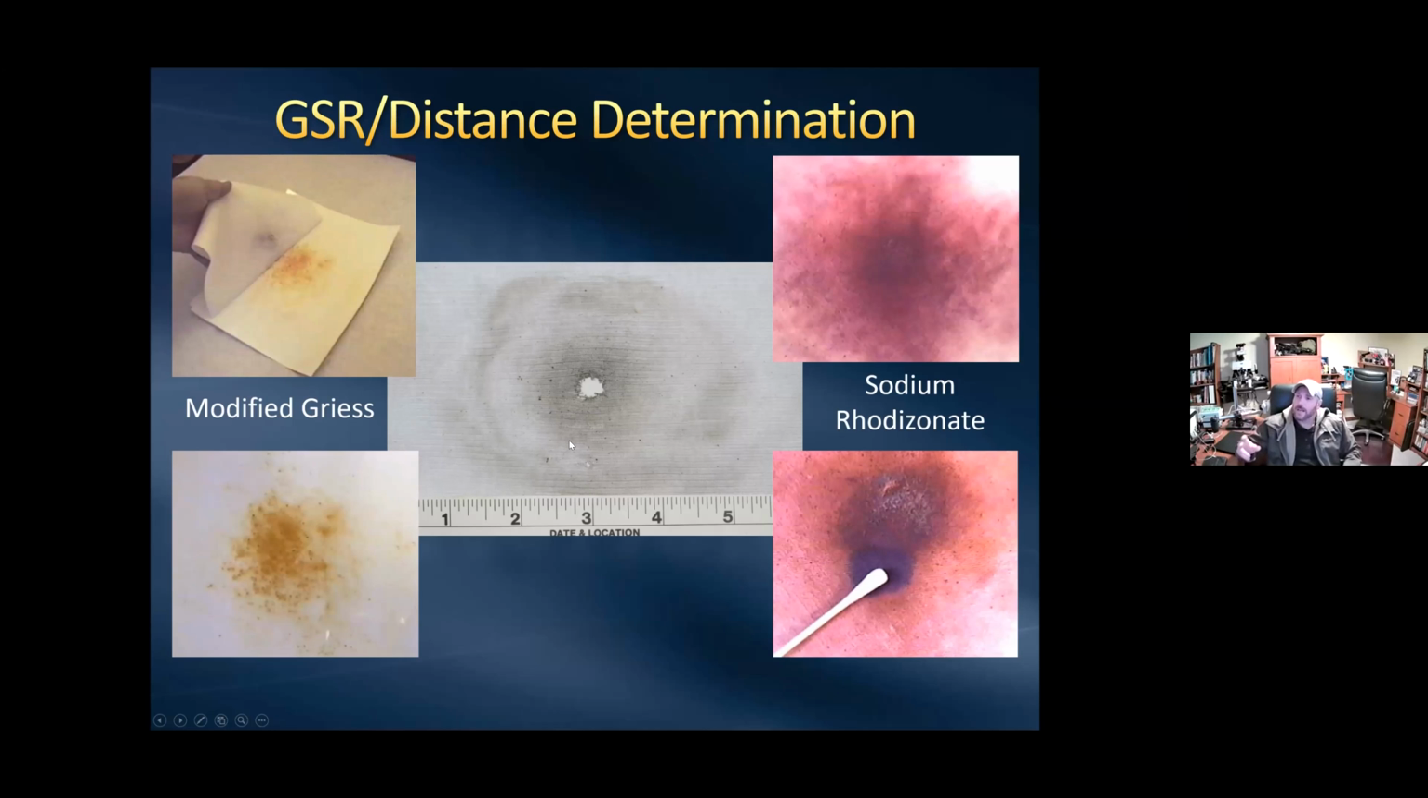But once again, chemistry comes into play, especially when I have dark clothing like the shirt I'm wearing today. These residues can be very difficult to see with the naked eye, and so I use chemistry to my advantage to raise them, to make them visible. So on the left, you can see what's called the modified grease test. On the right, we have a test using a reagent called sodium rhodizonate that makes lead appear.